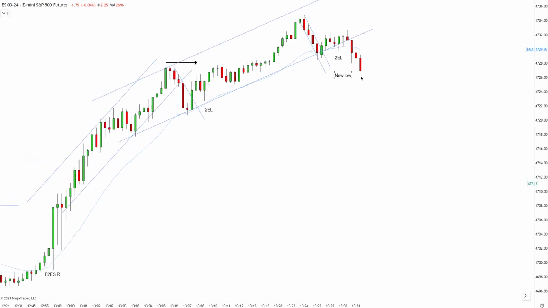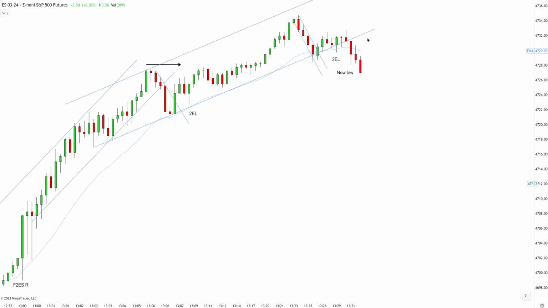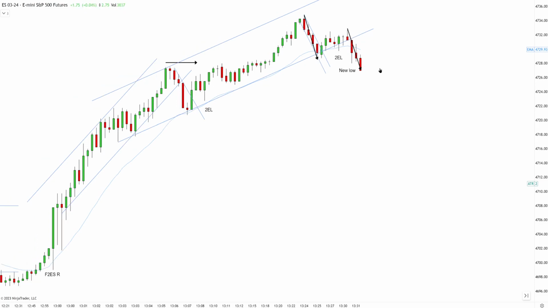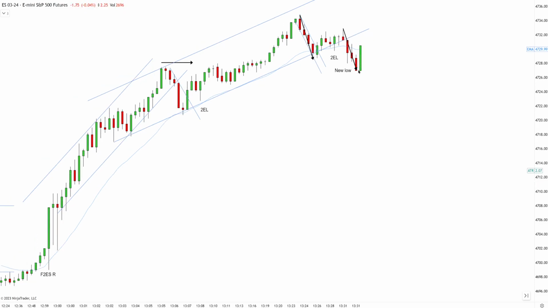And how does this pattern visually look like? It looks like two-legged pullback. Notice how broad these two legs down are. And this is the first time price action broke below EMA. We still expect new high for this channel. This is a strong trend. And this time, everything is aligning.